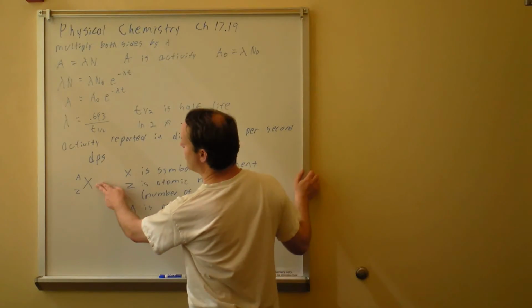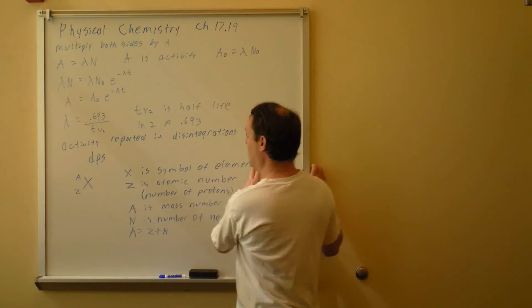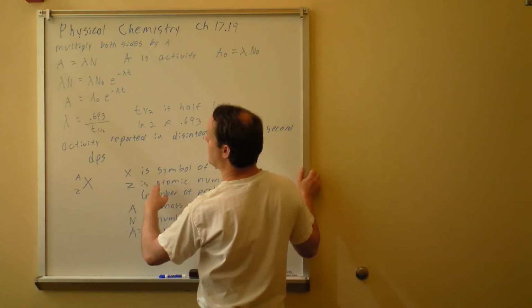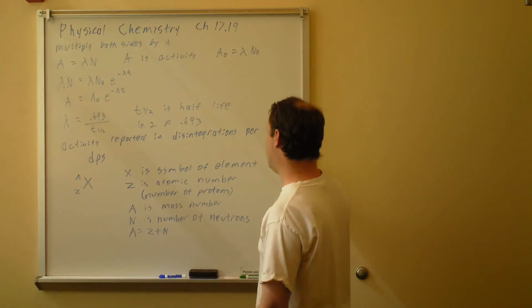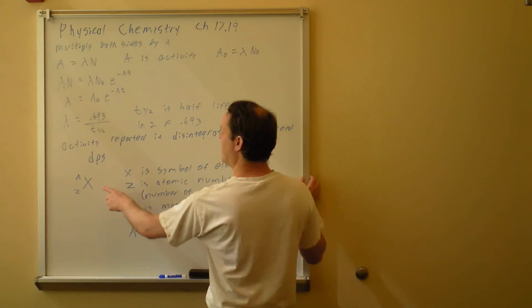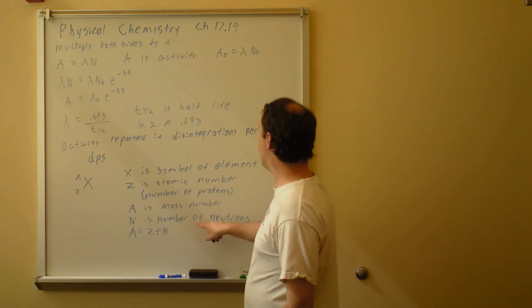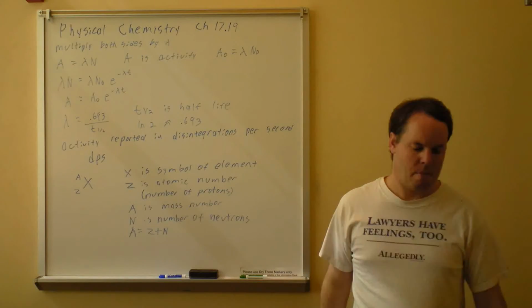So remember, if we have this nomenclature here, X, A, Z: X is the symbol for the element, like H would be hydrogen, He, helium, etc. And then A is the mass number. That's going to be the number of neutrons plus protons. Z, that's the atomic number. That's the number of protons in one atom. And then N is the number of neutrons. So A is equal to Z plus N.